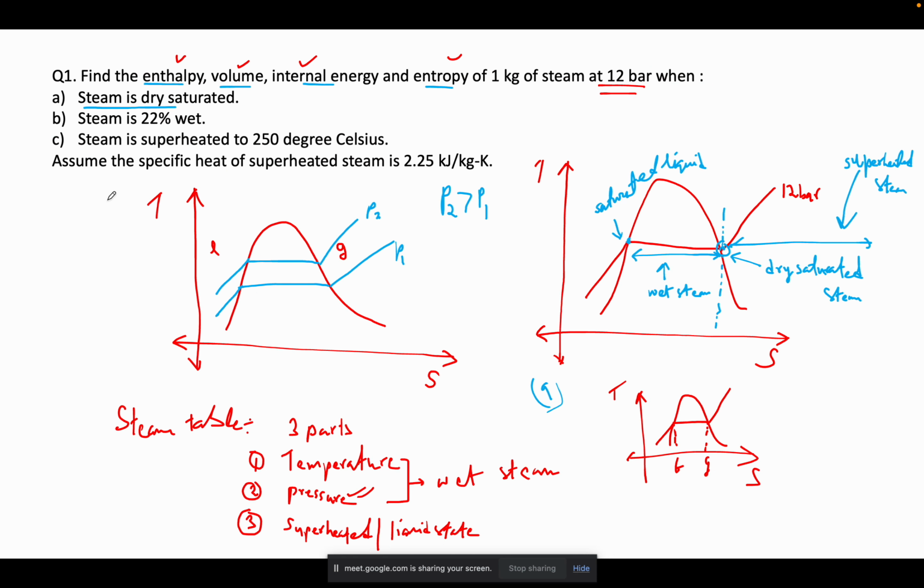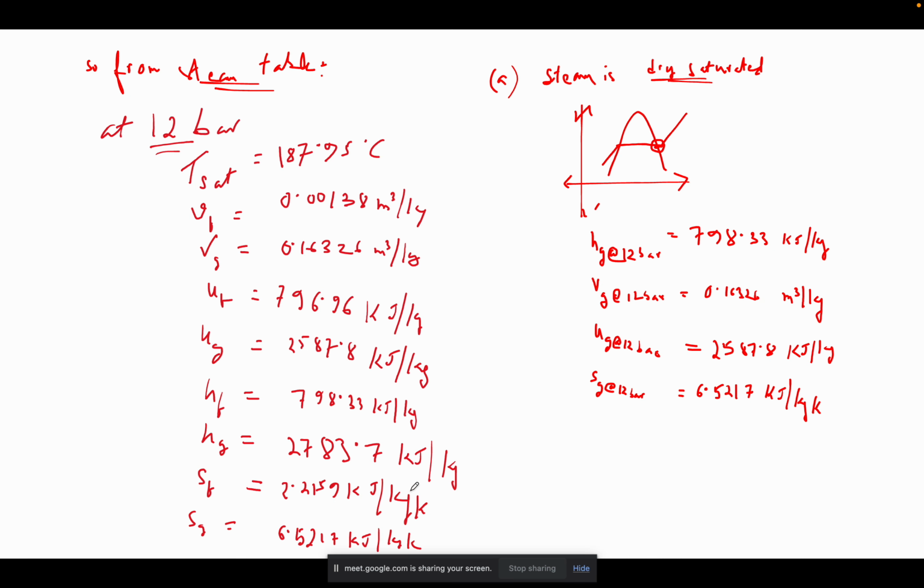Now the second case is that the steam is 22% wet. If it is fully wet, it would have been in this region. If it is fully dry, it would have been in this region, that is dry saturated, and this is wet saturated. But it is neither, it is saying that it is 22% wet. That means this is a mixture of both vapor and liquid state. That means it will lie within this region.